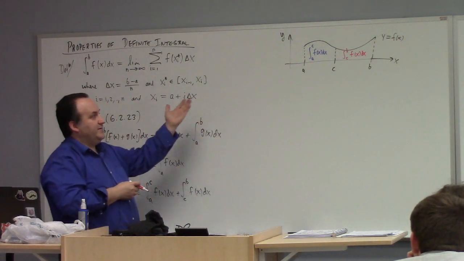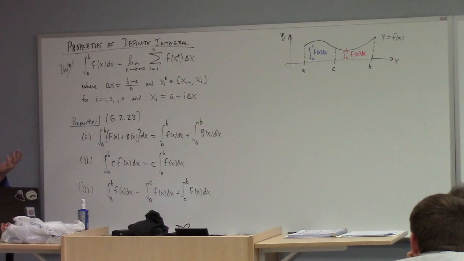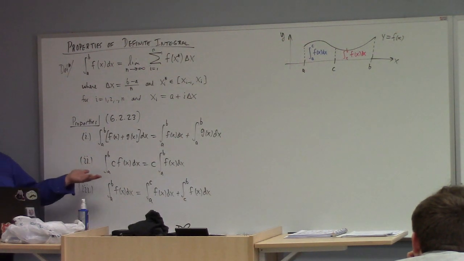And so if you have the area from a to c and then you add it to the area from c to b, what do you get? You get the area bounded all the way from a to b. So do I need to prove this, or do you guys just think it makes sense? It makes sense. That's good.